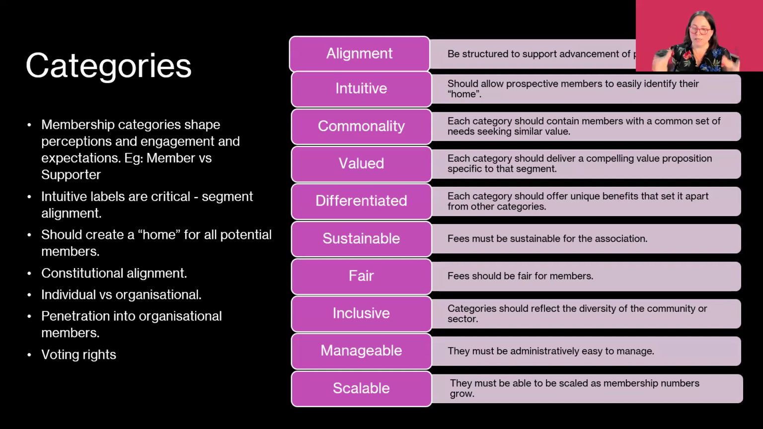Now, when you are looking at your categories, within that category, people have to have a common set of needs. You can't have categories that have vendors and your professionals in there together. That doesn't make any sense, because the drivers for each of those market segments are different. You've got to have your value proposition. It's got to be different from the other categories. If you've got a student category and a fellow category, don't provide the same value to both. Make it somewhat unique and differentiated.